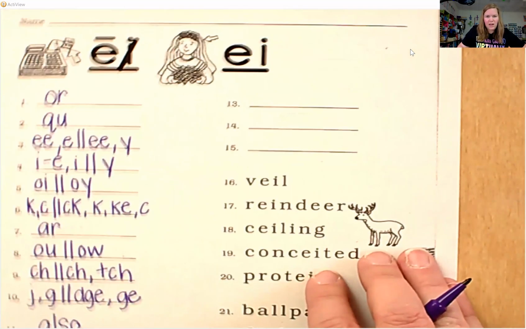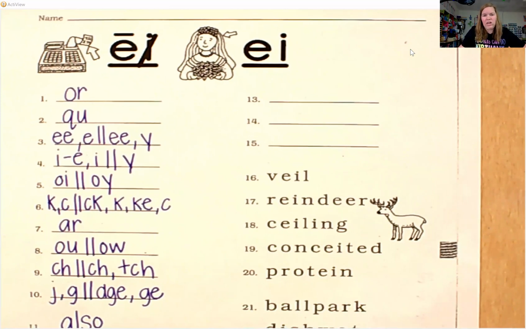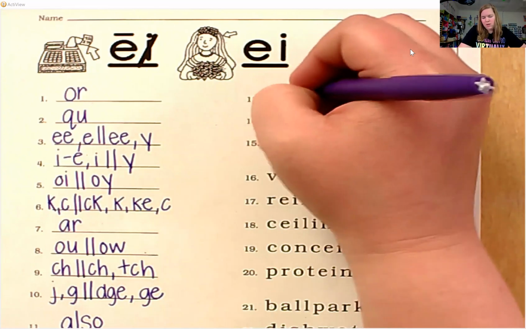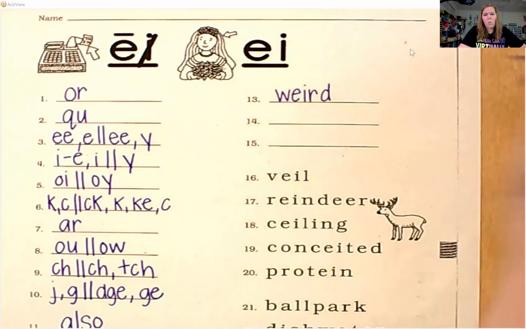Today we talked about digraph EI. Remember, EI can say A or E. We are going to spell some words with digraph EI. Number 13 is weird. W-E-I-R-D. Weird.